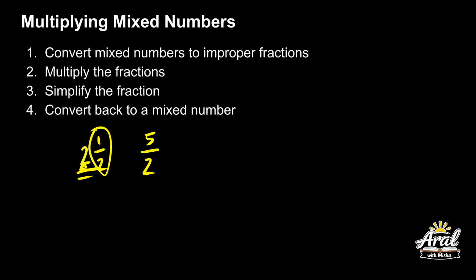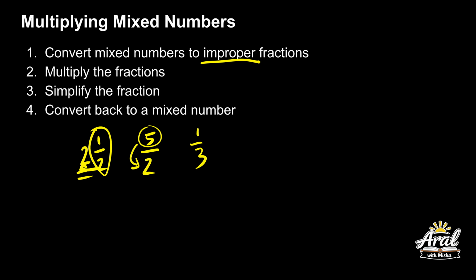Okay, convert mo muna sa improper. So, what is an improper fraction? Mas malaki yung numerator mo. Di ba? 5 over 2. Mas malaki to kaysa sa denominator. So, this is improper. Next, pag may dalawa ka nang i-multiply, di ba? So, i-multiply mo na sila. Kunyari, 2 and 1/2 multiply by 1/3.